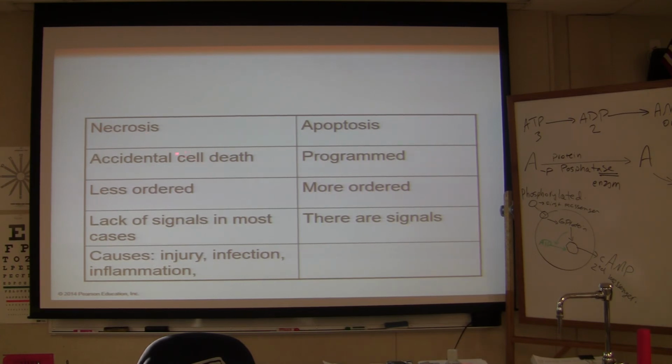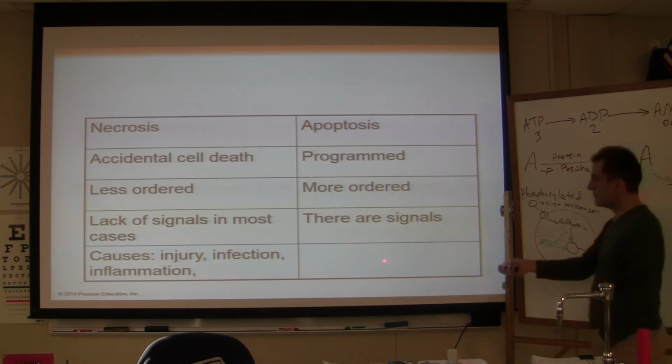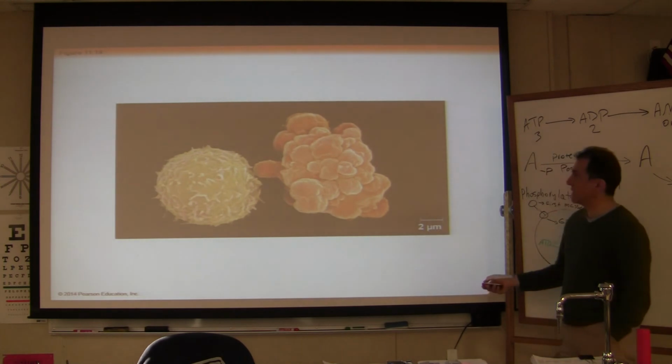Necrosis is accidental cell death because there is an infection in the body. That's what necrosis is. Apoptosis is programmed cell death. Necrosis is less ordered, and apoptosis is more ordered, and I'll show you some pictures of how it is more ordered. In necrosis there is a lack of signals in most cases. There are signals in apoptosis. Necrosis causes injury, infection, and inflammation, and of course apoptosis is programmed cell death. We do not have any of that.